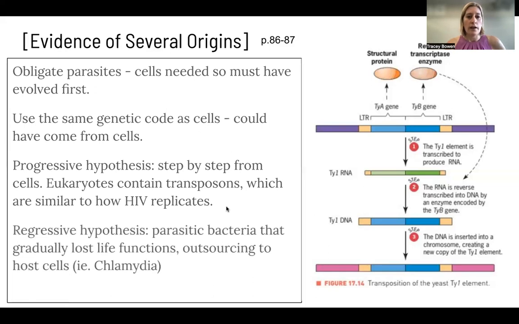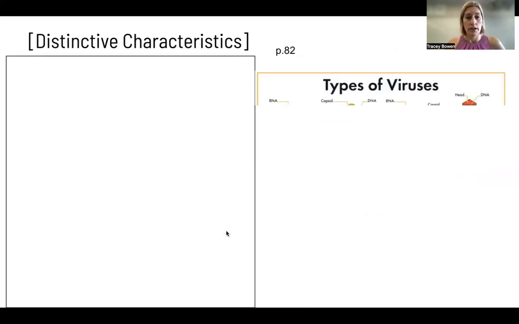And then the regressive hypothesis is that they were a parasitic bacteria that gradually lost their life functions and outsourced it to host cells. So this is more like how chlamydia would function. But it could be both ways.